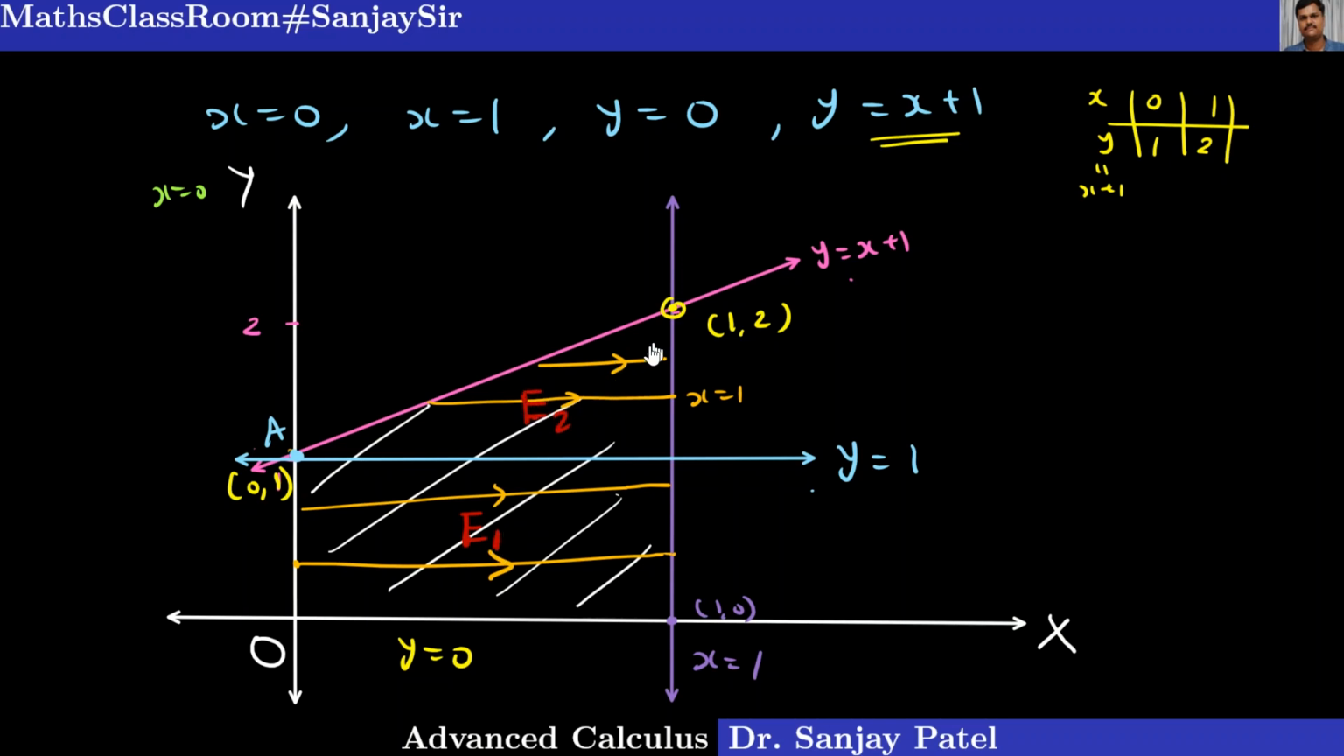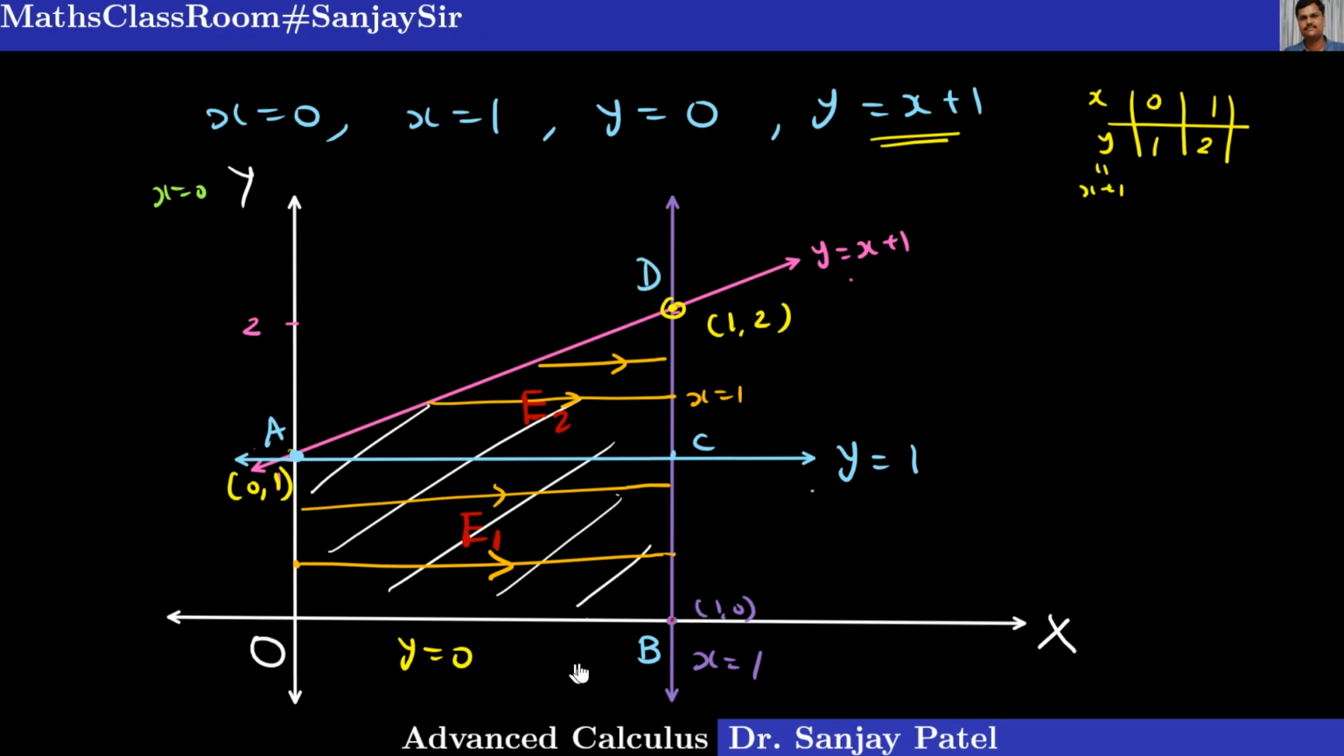The whole region of integration is this trapezium bounded by x equal to 0, x equal to 1, y equal to 0 and y equal to x plus 1. Now that trapezium is divided into two sub-regions, E1 and E2, where E1 is a rectangle as you can see here with these four vertices A, O, and let me call this B, and this C, and this D, so that I can refer to it.